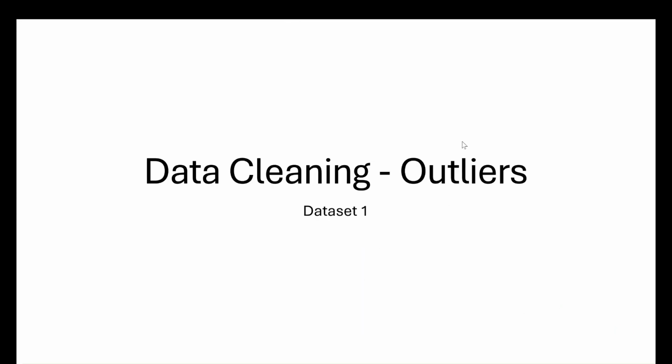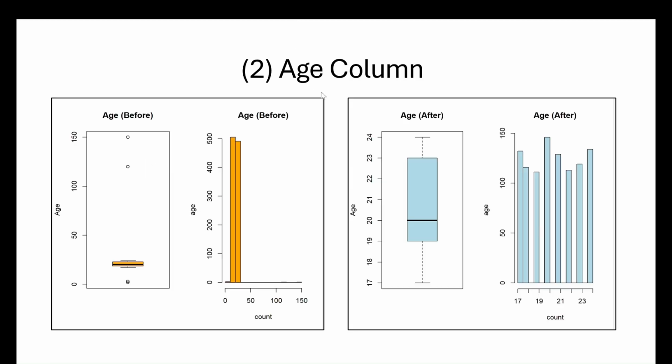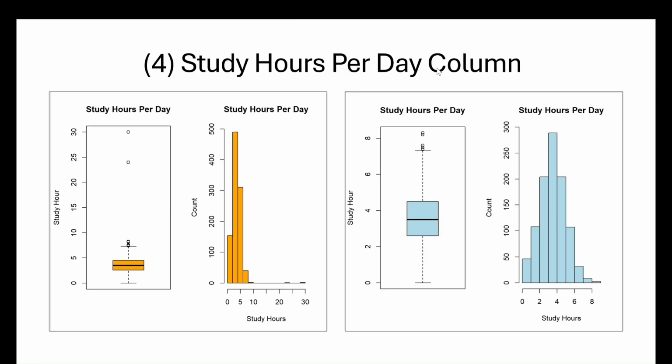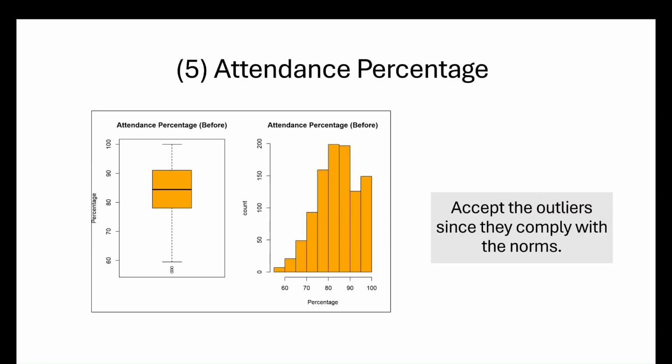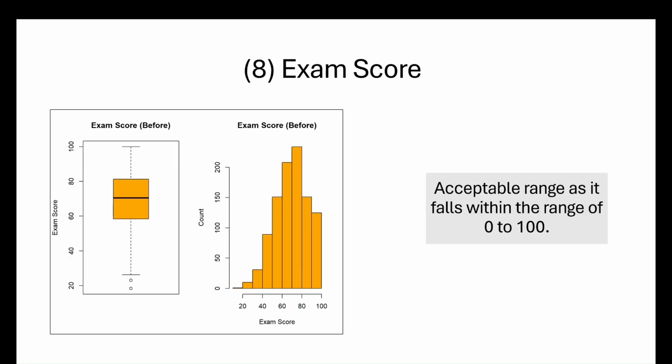Please see the before and after data cleaning for the outliers. Each column, this is before and after: study hours per day column, attendance percentage, sleep hours, exam score. And that's it. Thank you.